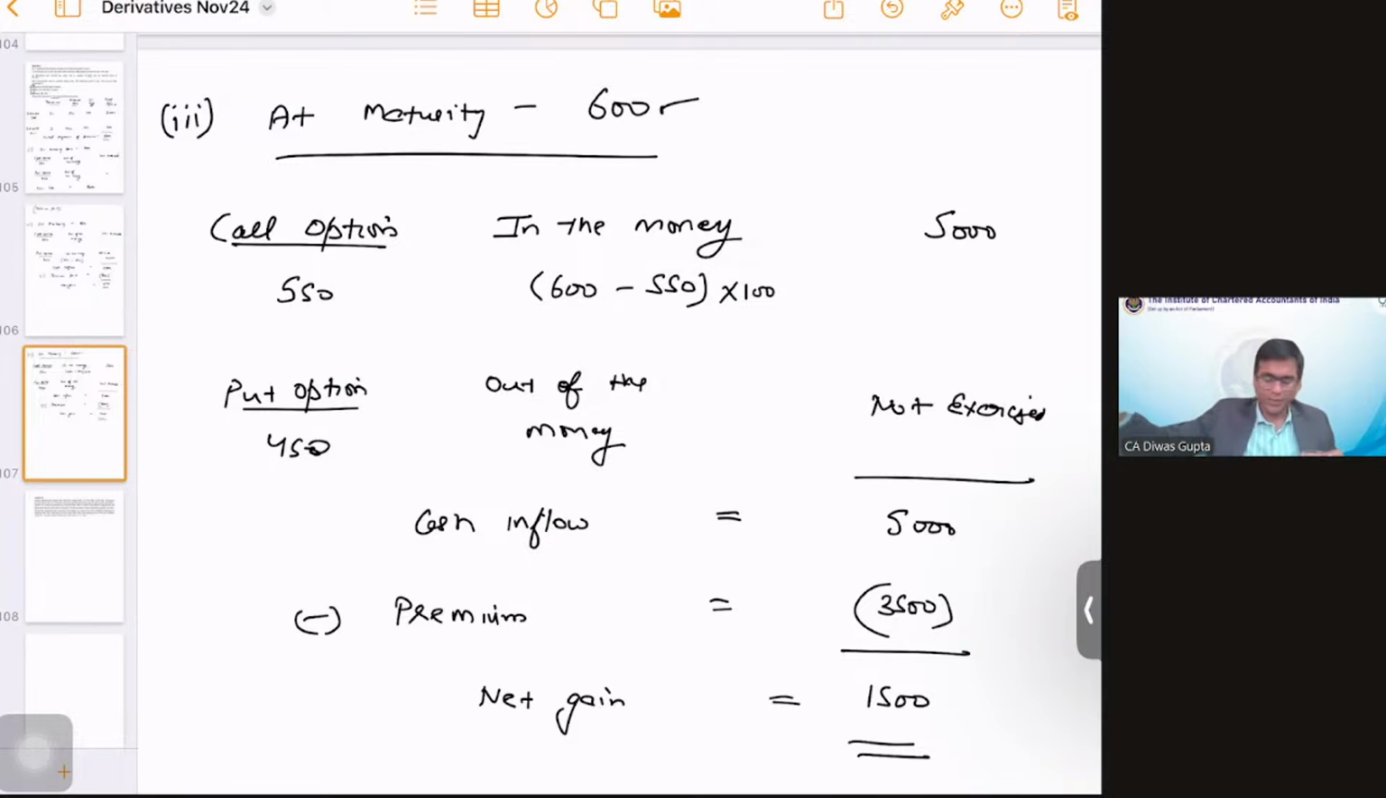Okay, students, hope this is understood. So in the money means exercised. Out of the money means not exercised. Yes, that is true. Because in the money will give you the benefit if you exercise through the option. That is where the in the money concept comes.